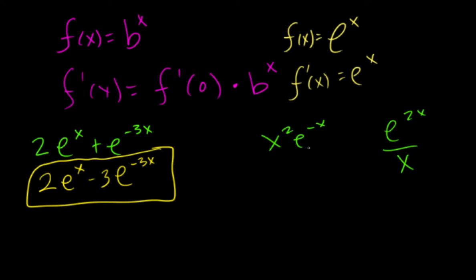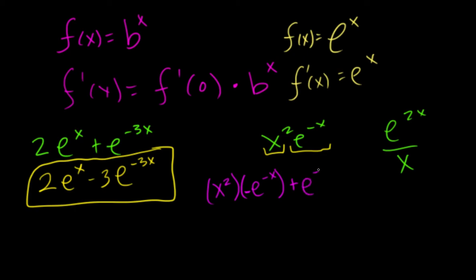Okay, now this next one, we have something multiplied by something else, so we're going to have to use the product rule. So we take the first one, multiply it by the derivative of the second one. So the derivative of this is going to be e to the negative x times the derivative of the inside, which is negative 1.